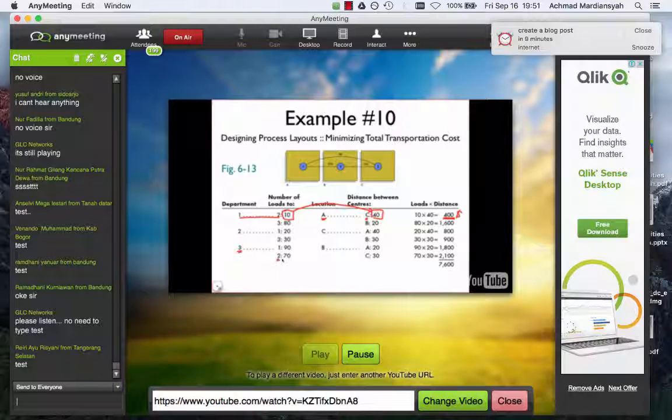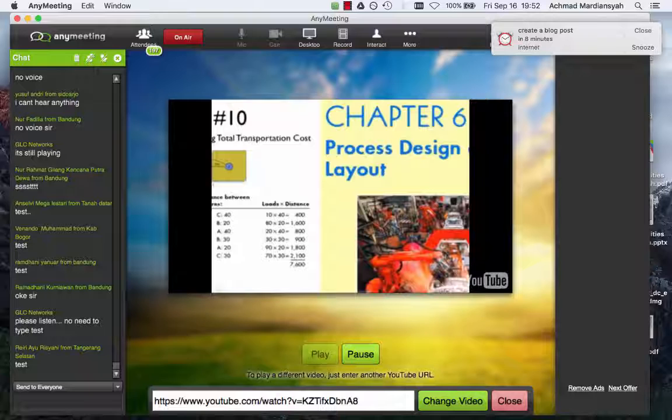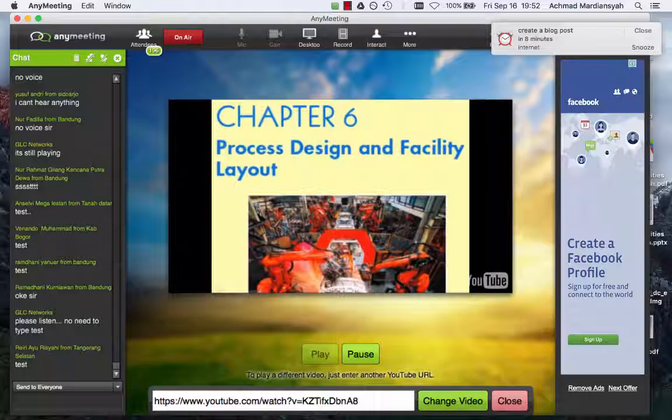And you can do the same thing. From 3 to 2, there's 70 loads a day. The distance traveled is 30. That's 2,100. And with the multiplier of 1 gives us $2,100. The total cost of this arrangement is $7,600. So that was example 10 in a nutshell. Again, from chapter 6, process layout, or process design and facility layout.